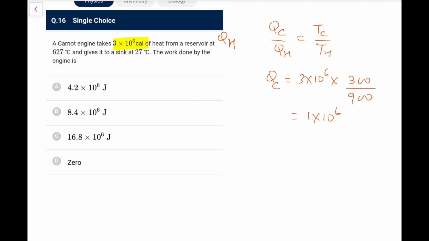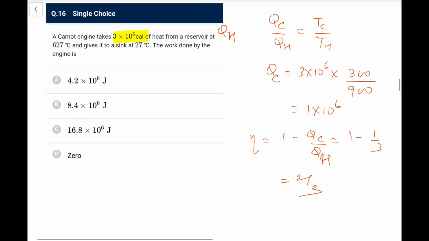So definitely the work done by the engine is 1 minus QC by QH, or 1 minus TC by TH. We could have done it directly without calculating QC. I have calculated it, no point, but you should directly do it from QC by QH. So it comes out as 2 by 3. We were not asked to find the efficiency, no issue.